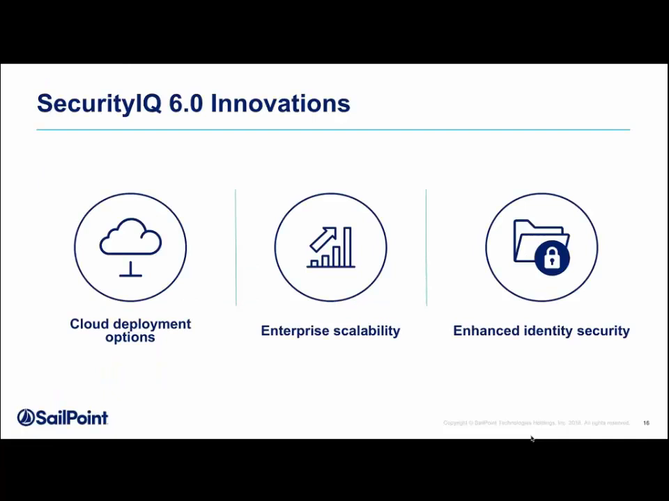We recently introduced Security IQ 6.0, which provides several new innovations that include a new architecture that supports cloud deployment for AWS and Azure, significant scalability improvements around data classification as well as permission analysis tasks, and several enhancements to our alerting and forensics capabilities.